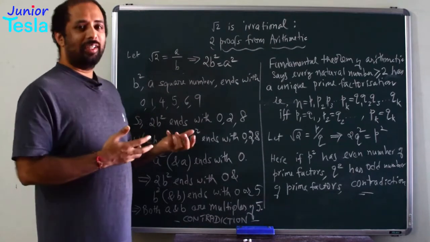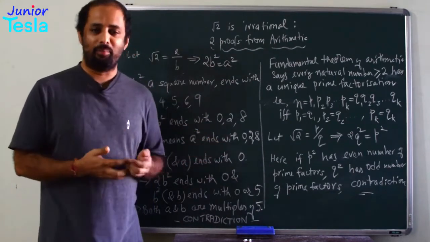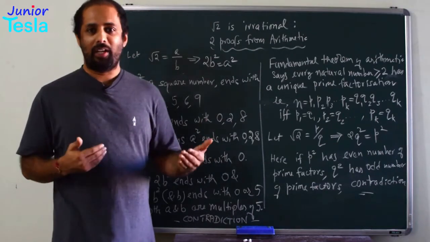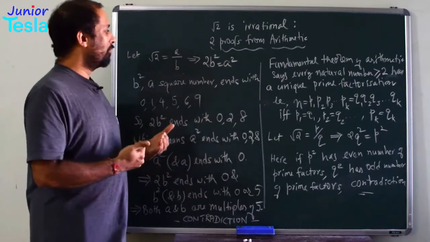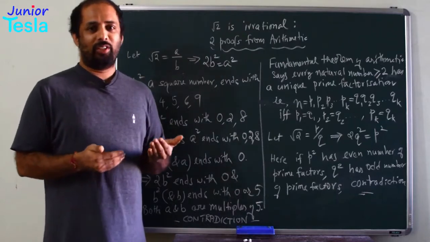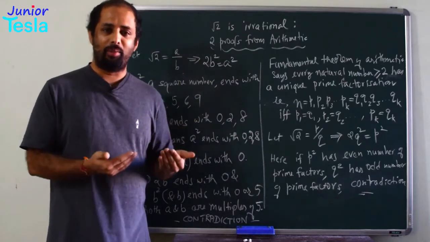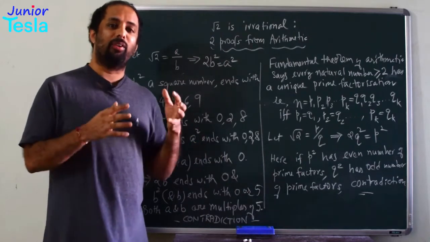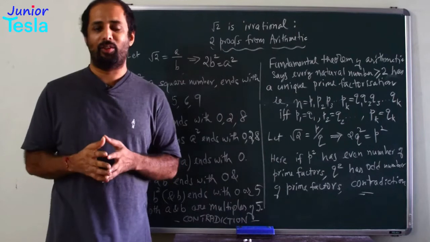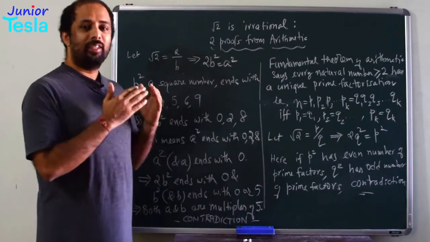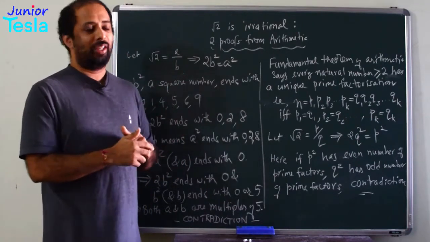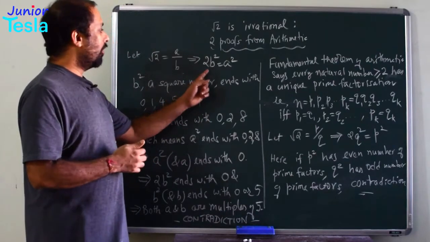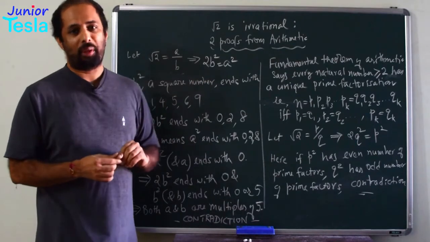We assume that root 2 is a rational number, so it is written as a by b, a fraction. If you square both sides, you will get 2b square equal to a square. So, your assumption is root 2 is a rational number, in the form of a by b, where a and b do not have any common factors. They are written in the simplest form, co-prime to each other. Now, we got this form 2b square equal to a square.